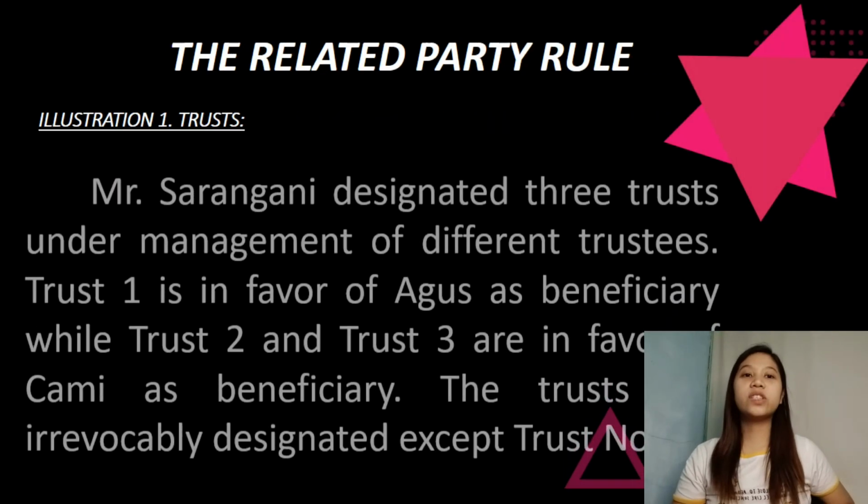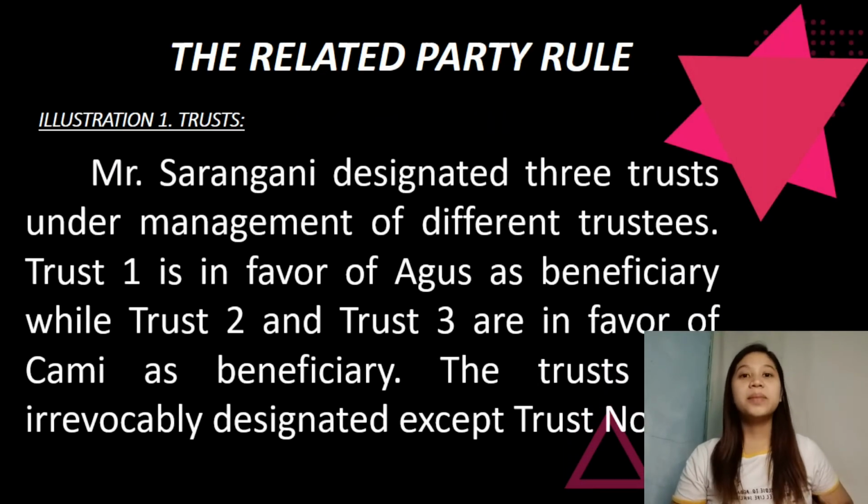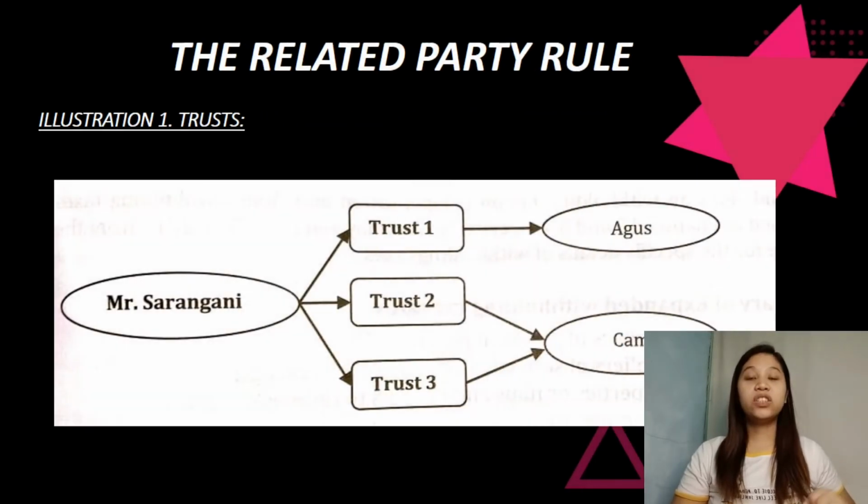Let's proceed to the next illustration. Mr. Sarangani designated 3 trusts under management of different trustees. Trust 1 is in favor of Agus as beneficiary, while Trust 2 and Trust 3 are in favor of Kami as beneficiary. The trusts are irrevocably designated except Trust number 3.